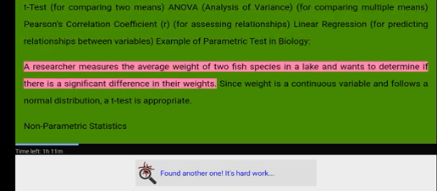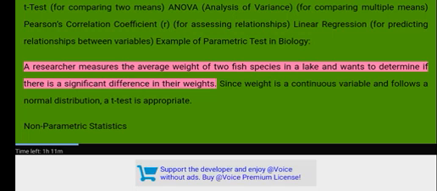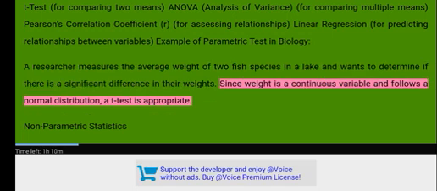A researcher measures the average weight of two fish species in a lake and wants to determine if there is a significant difference in their weights. Since weight is a continuous variable and follows a normal distribution, a t-test is appropriate.